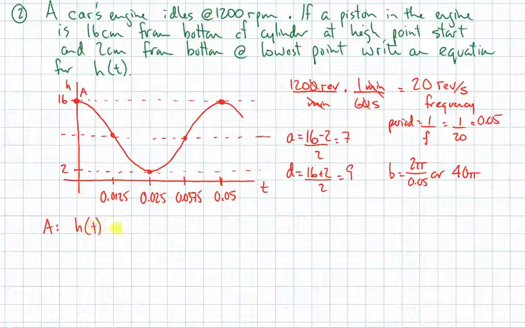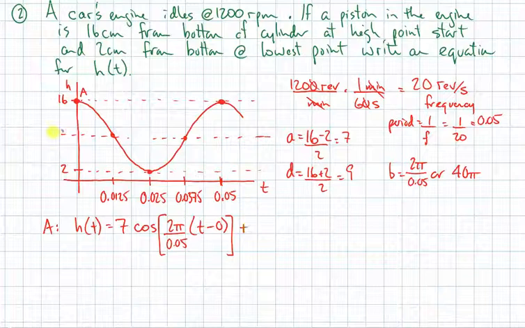Anyway, height output comes from time input: 7 amplitude, cosine for a max. So there's my 2 pi over my period. My time value has no phase shift, so minus 0, which I don't even have to write. And my vertical displacement was 9 units up. So there's how to write one from A.